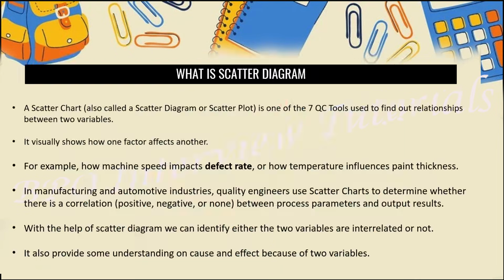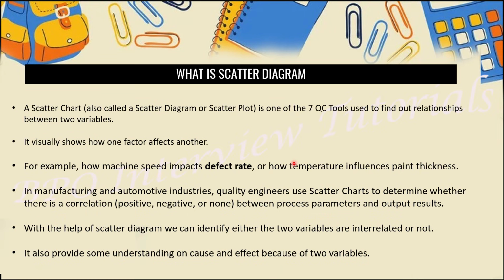So let's start with the basic definition of scatter diagram. The scatter diagram is also known as scatter chart, or else it is also known as a scatter plot. Basically, this is one of the 7 quality tools that helps in identifying the relation between two variables. Now, what are these two variables? Before going into details, let me give an example here.